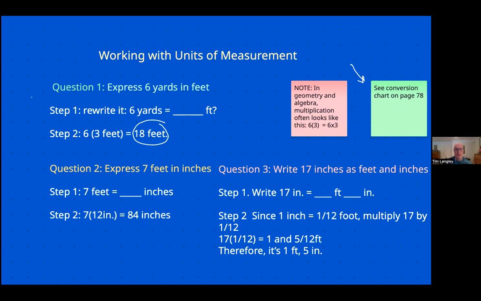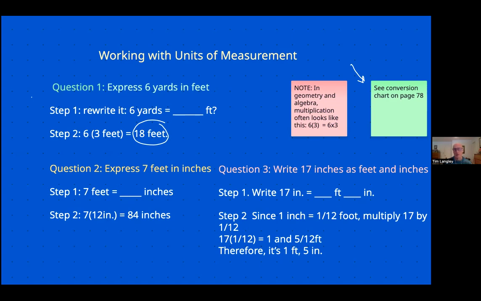Step one, 7 feet equals how many inches? That's me rewriting the problem. Well, 7 times 12, because each 1 foot has 12 inches. So if I multiply that 7 feet times the 12 inches, I get 84 inches. And so there's my total.